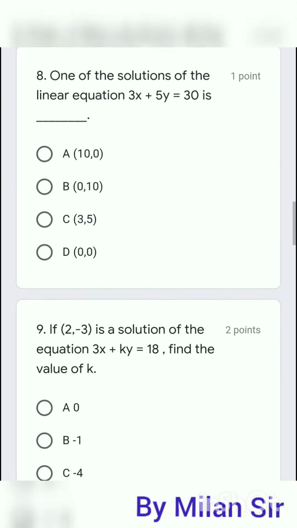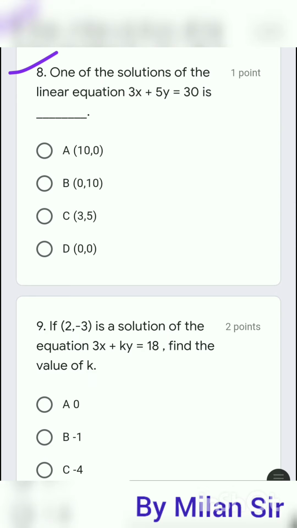After that, question number 8. One of the solutions of the linear equation 3x plus 5y equals 30 is. Again we need to check all these coordinates in the equation. A solution of a linear equation means the coordinate will satisfy the equation. So put the values here. In place of x 10 and in place of y 0.